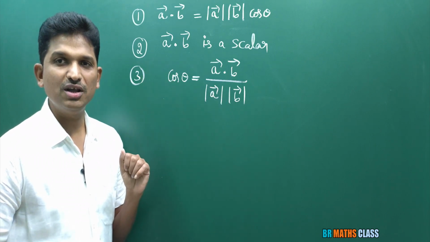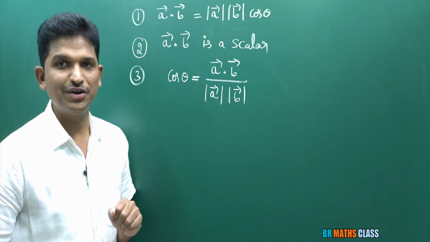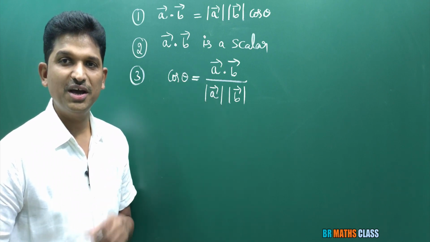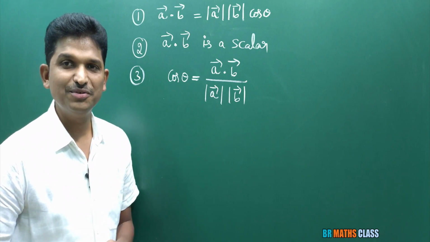Till now, whatever we got, all these things we are getting from the definition only. Okay, what is the formula for cos theta? A bar dot B bar divided by magnitude of A bar into magnitude of B bar.